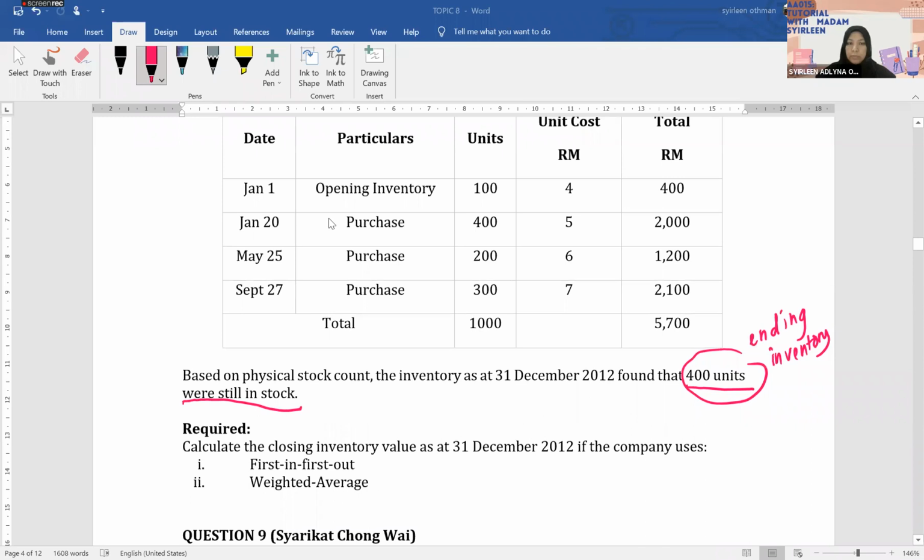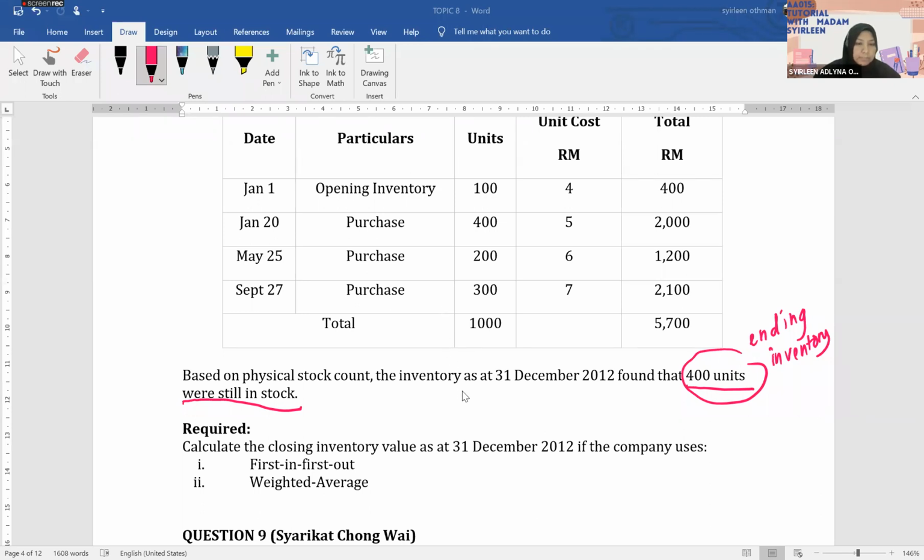Okay, alright, so kita nak kira closing inventory value untuk 31st December 2012. Okay, this one dia buat untuk setahun. Okay, which is actually kalau ikutkan yang sebenar, kita memang beli setiap bulan lah. Kalau dia setahun je dia beli 4 kali tu, maknanya dia memang kecil-kecilan gila-gila lah.